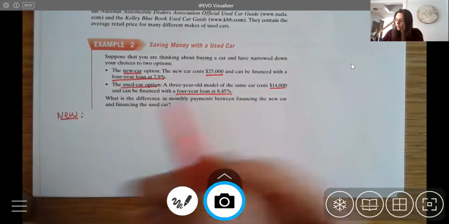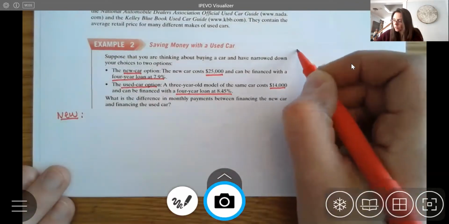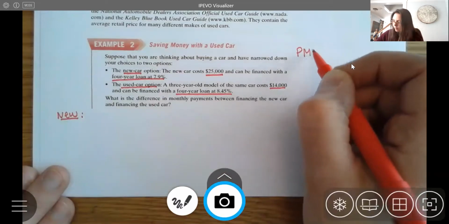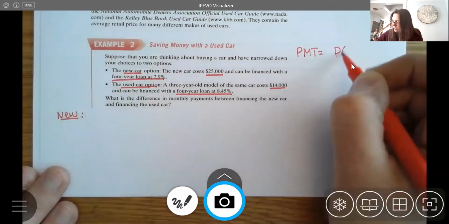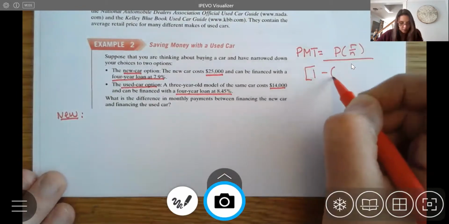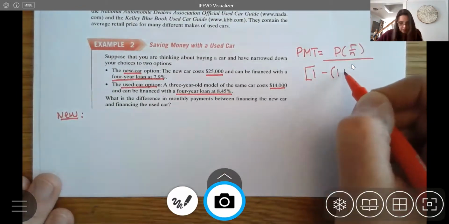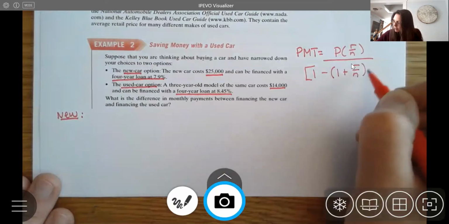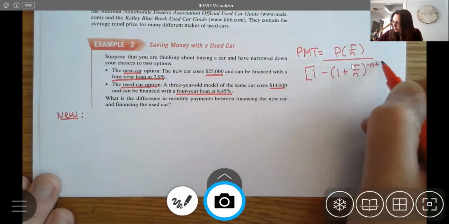All right, so first of all, actually, I'll write it right here. Let's just rewrite that formula. So the payment formula is P times R over N, all over 1 minus 1 plus R over N, to the negative NT.